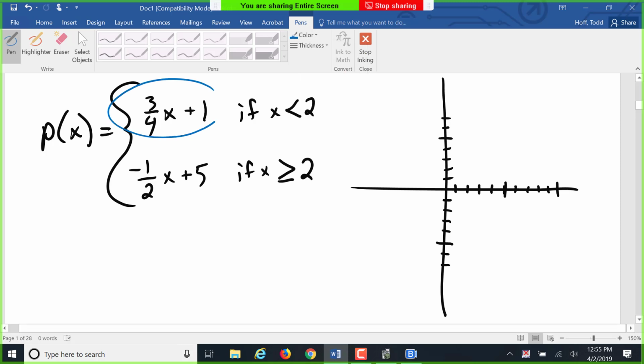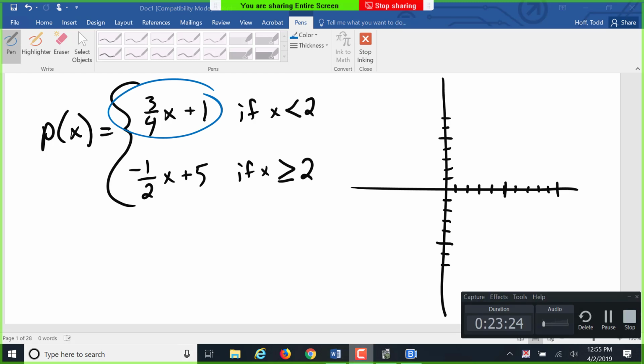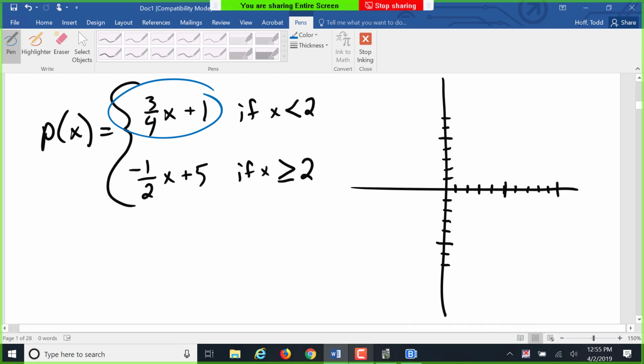So this first line, if I graph it in blue, is going to start at 1. Then we're going to go up 1, 2, 3 over 1, 2, 3, 4. So our first line goes through those points. Second line in green starts at 5, 0, 5, and it goes down 1, over 2, it goes through those points.